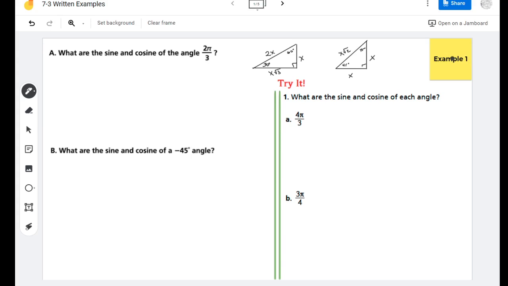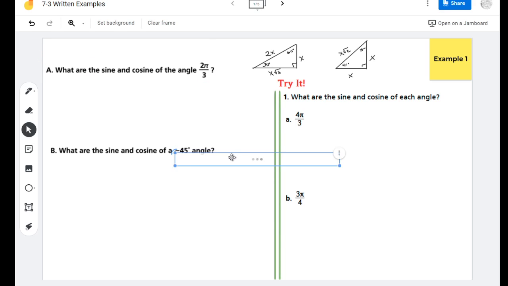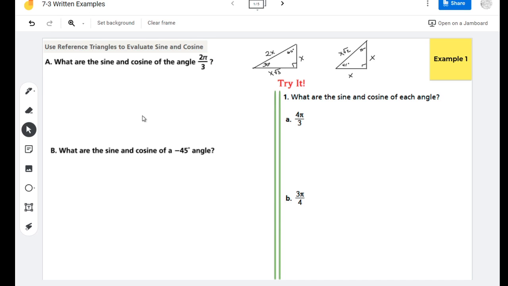In today's video, I'm covering example 1 from section 7-3 in the SavvasRealize Algebra 2 textbook. The goal of today's video is to use reference triangles to evaluate the sine and the cosine. Alrighty. So what they're talking about here is using the unit circle in order for us to find the sine and the cosine.